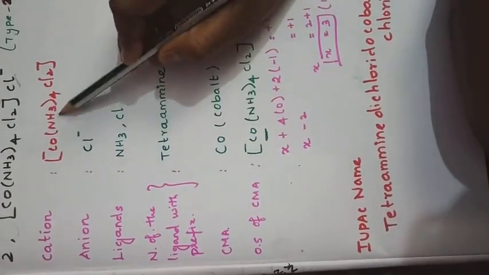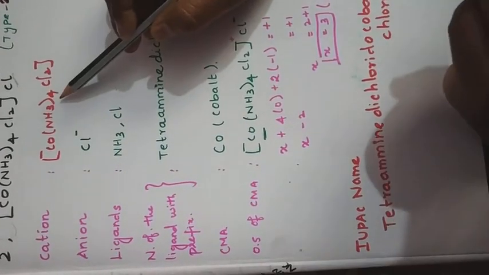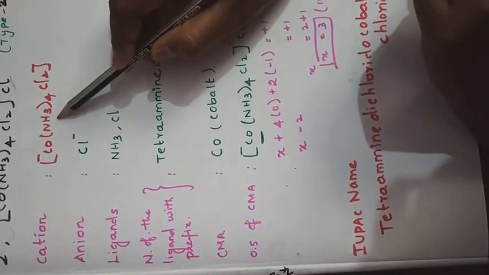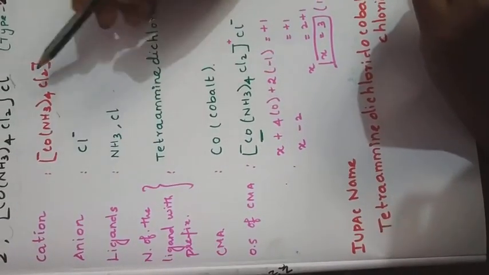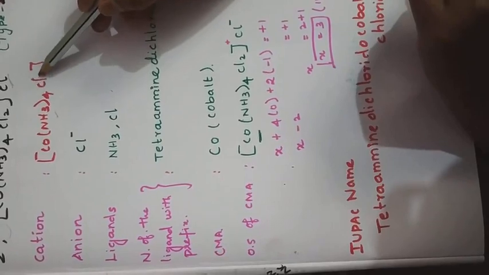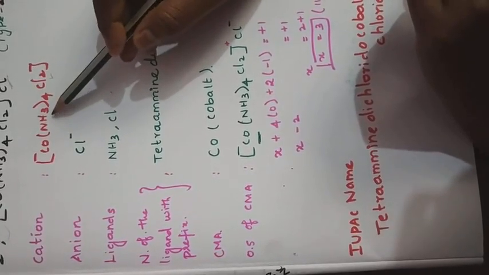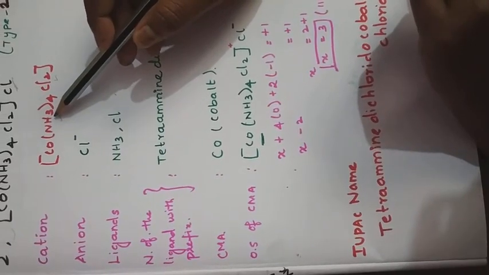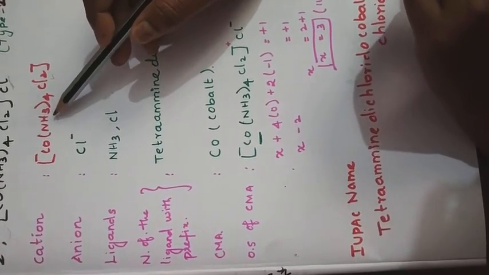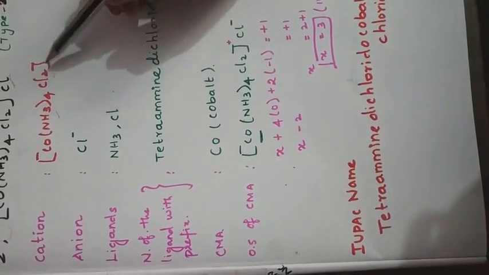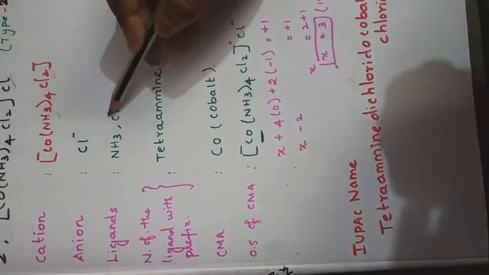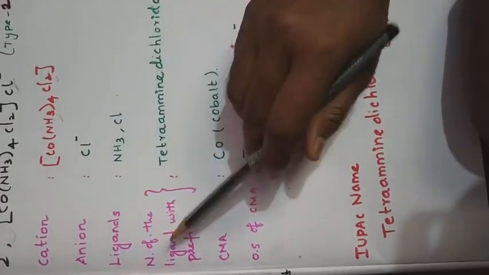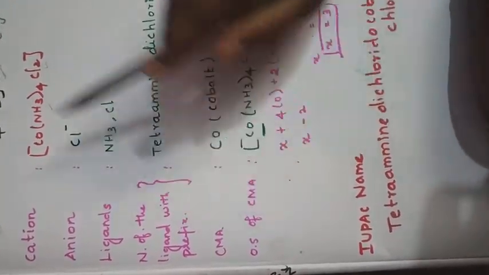Then the ligands, how many ligands are present? In the first case we have only one type of ligand, but in the second case we have two types of ligands. One is chloride, and the other one is the amine group. Amine is the neutral ligand. Neutral ligand in the sense it will have the zero oxidation state or zero oxidation number. Chloride is a negative ligand. We have to find out the oxidation state afterwards. The name of the ligand with the prefix.